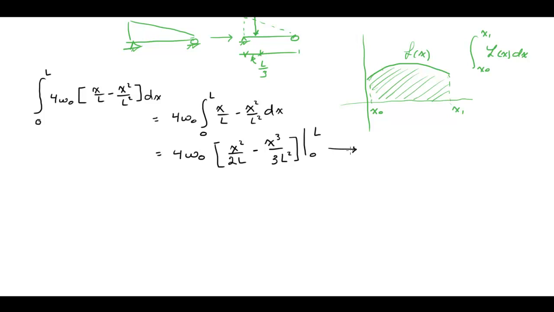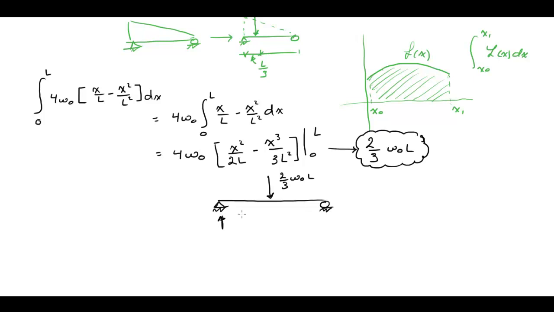And if I do this evaluation, I will have the final answer to be 2 over 3 w naught L. This is the magnitude of the concentrated load from the distributed load. So now I have a beam with a concentrated load of 2 over 3 w naught L.